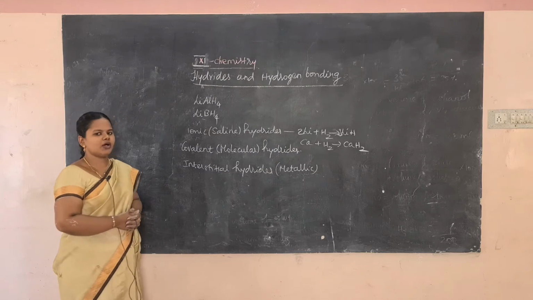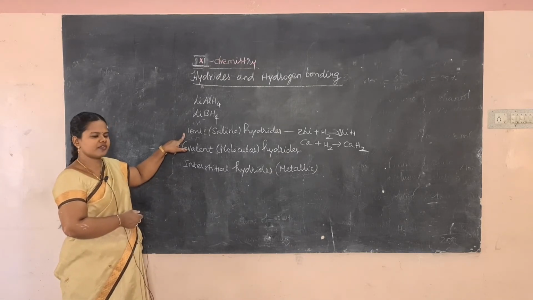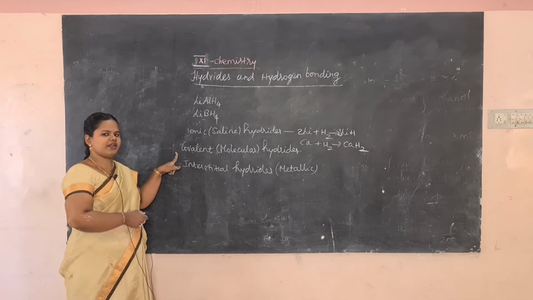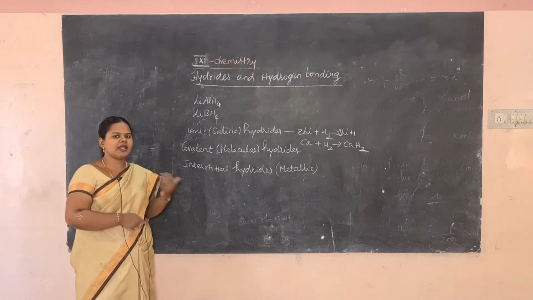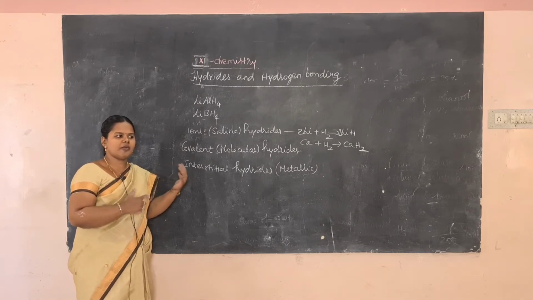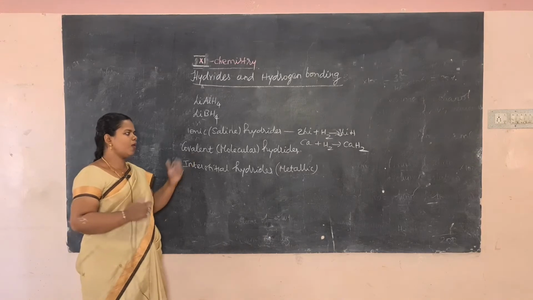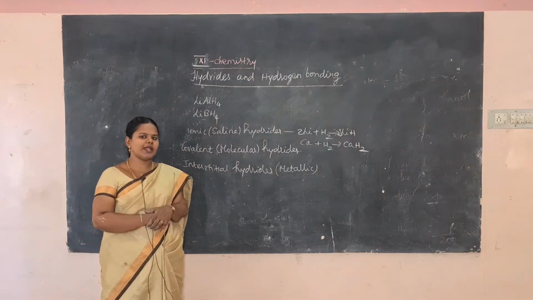Then covalent or molecular hydrides. Here in ionic hydride the bond is formed by transfer of electrons, whereas in covalent hydride the bond is formed by sharing of electrons. Between hydrogen and the non-metal atom there will be a covalent bond, that is why it is known as covalent hydride.